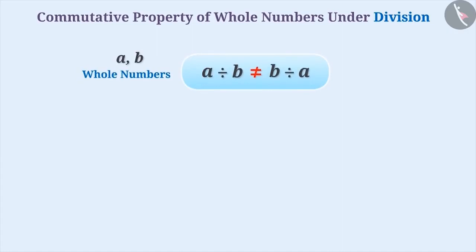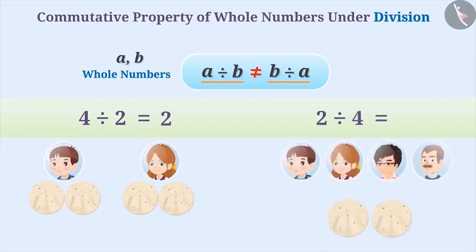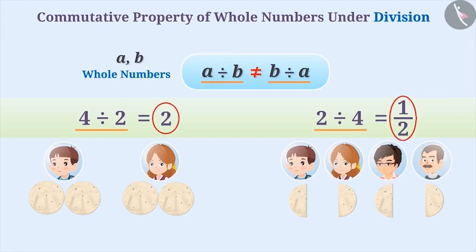Coming to division operation. The division of any two whole numbers a and b cannot be done by changing the order because a divided by b is not equal to b divided by a. For example, 4 divided by 2 is equal to 2. However, 2 divided by 4 is equal to half. Therefore, 4 divided by 2 cannot be written as 2 divided by 4 by changing the order. Therefore, division of whole numbers is not commutative.